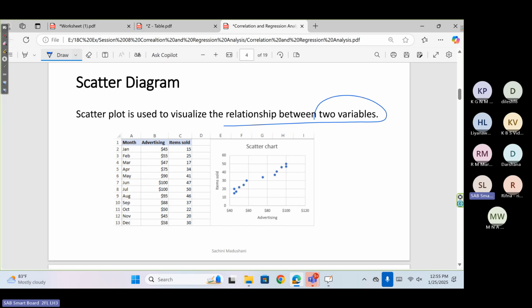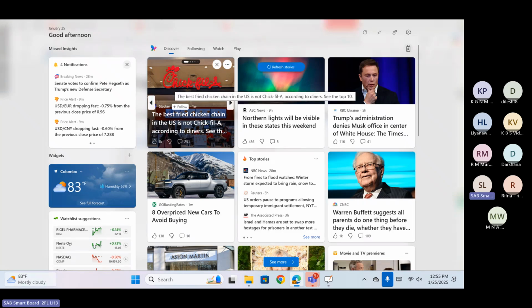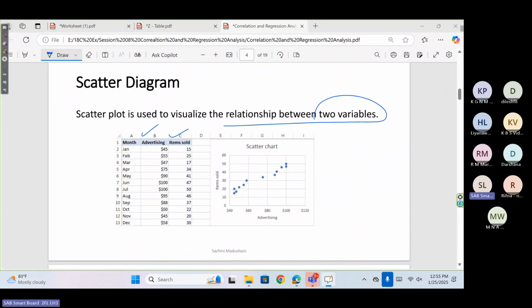Then we look at this example. Two variables are there, advertising and items sold. Items sold is sales. First we need to identify what is independent and what is dependent. In lesson 3 or 4 we studied how we name the axes. Normally the x-axis represents the independent one and the y-axis represents the dependent one. You need to memorize these things.